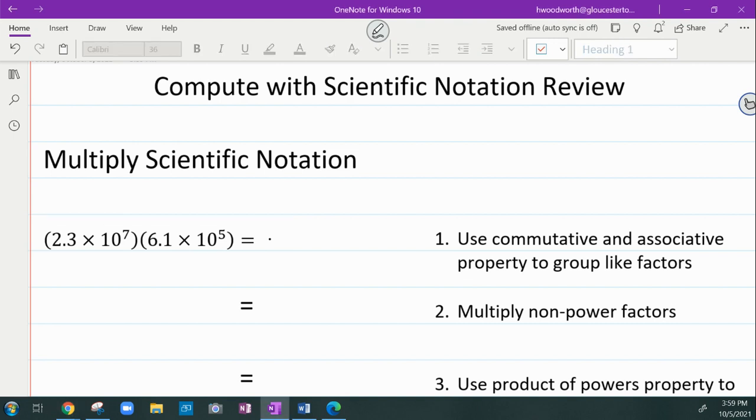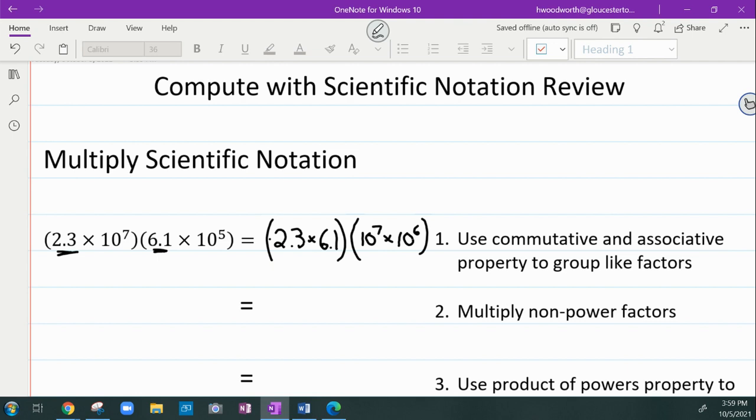Let's use the commutative property to shift things around. The 2.3 and the 6.1, we're going to put them together. So we're moving them and then grouping them. And we're then going to move the powers and group the powers, because that will eventually allow us to use our laws of exponents to simplify.